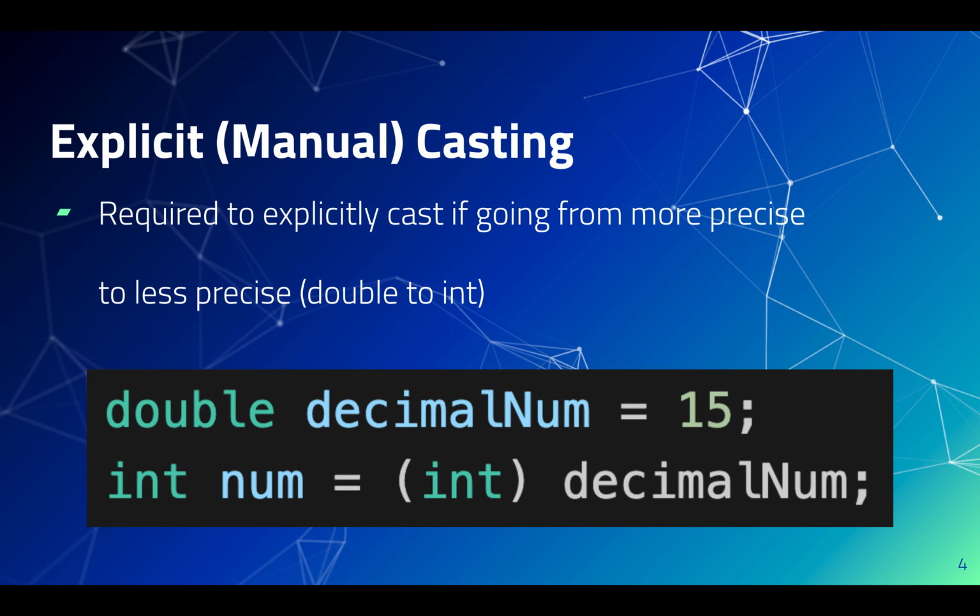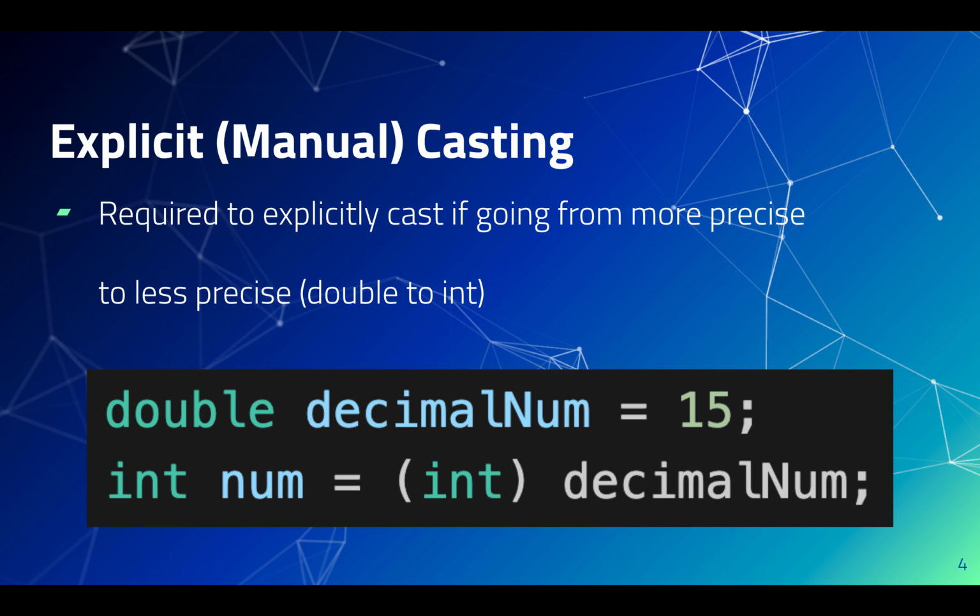The other way to cast a data type is called explicit casting. In order to do this, you simply put the data type you want to cast in parentheses to the left of the original value. In this example, 15.0 is being casted to an int. 15.0 is a double, and it would have to be turned into an int because a double is a more precise data type and an int is less precise. So without the casting, this would create an error.